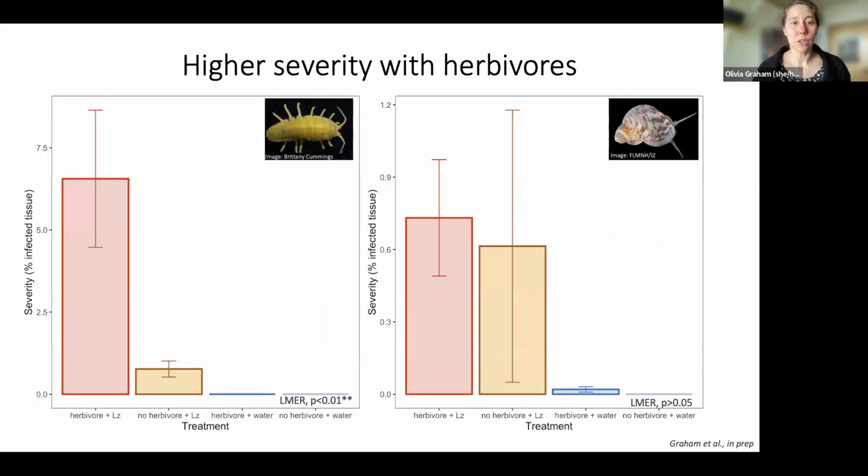Getting into some of our results, here we are looking at disease severity, that is the proportion of infected tissue on a given eelgrass leaf across our different treatments with and without herbivores and our controls that we inoculated with water. And we can see in the treatments with isopods and snails the same result, where our eelgrass with herbivores and inoculated with the pathogen had greater disease severity compared to those eelgrass without herbivores, but that were also inoculated.